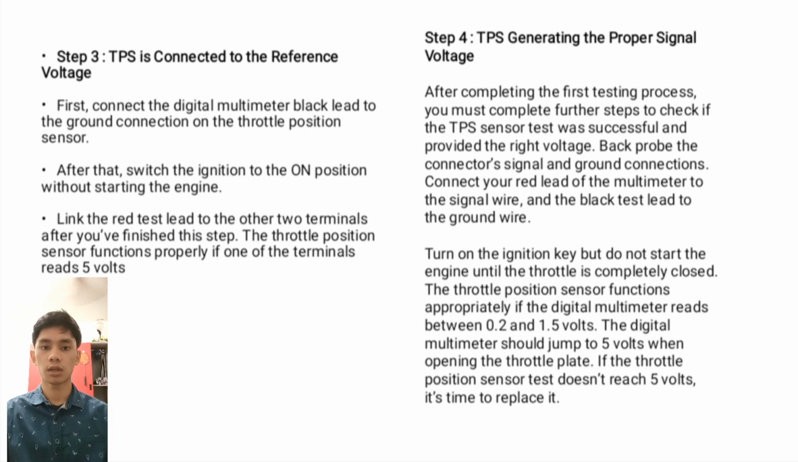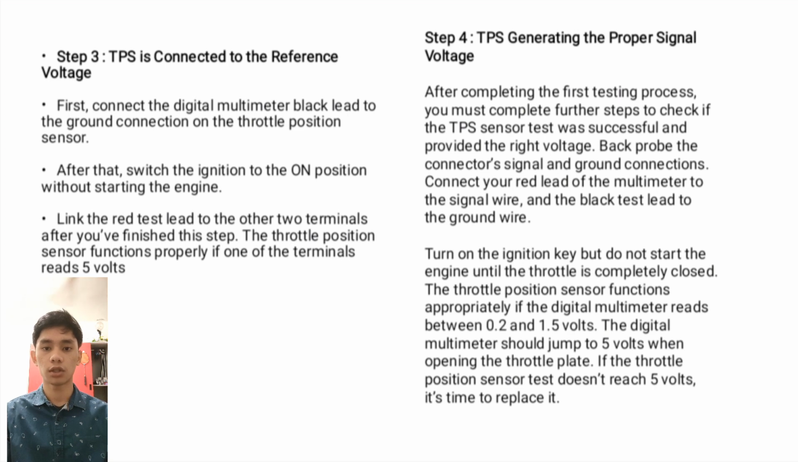Step 4. TPS generating the proper signal voltage. After completing the first testing process, you must complete further steps to check if the TPS sensor test was successful and provides the right voltage. Probe the connection signal and ground connection. Connect your red lead of the multimeter to the signal wire and the black test lead to the ground wire.